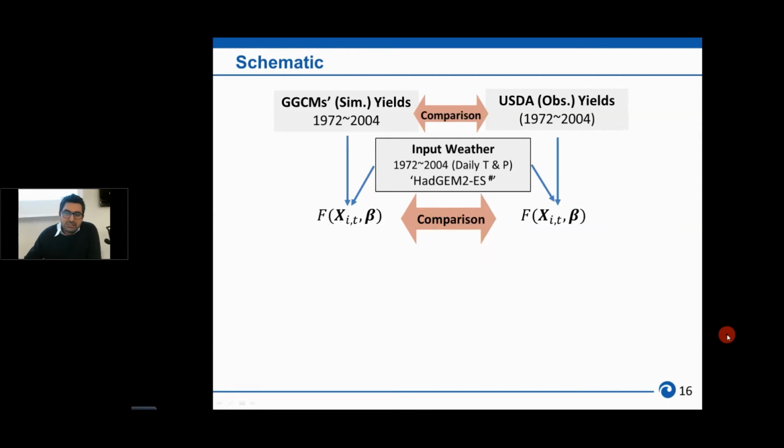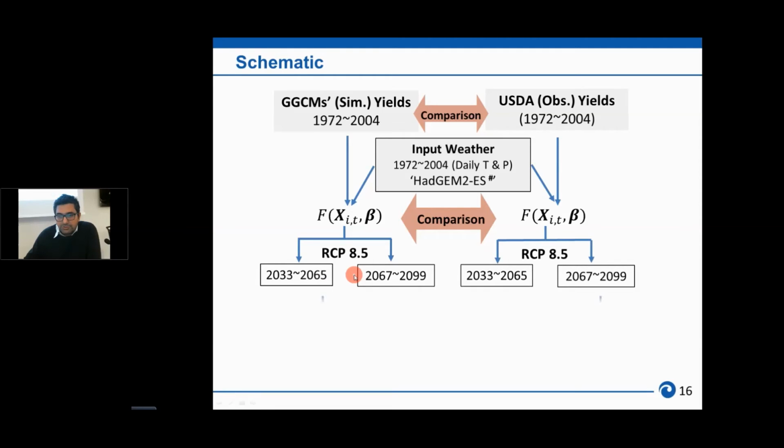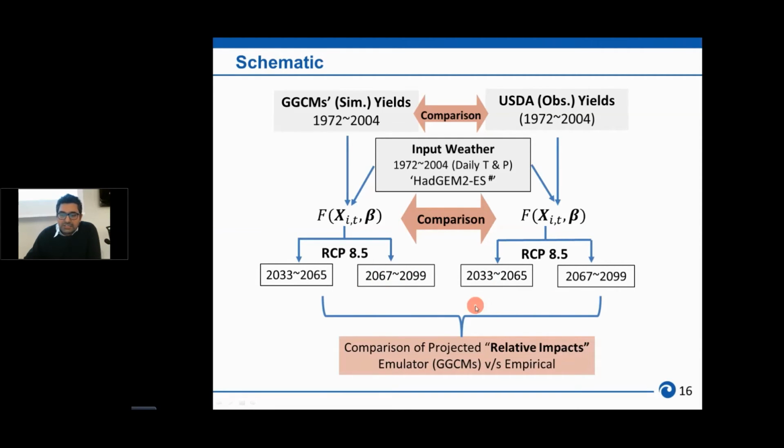Our next comparison is for both these emulators, the response functions, as well as for the one derived from the observed yields, which is the empirical model. Then we use, again, the climate data for the future RCP 8.5 scenario from the HadGEM model for 2 different periods in the future, 2 different mean periods, and we come up with the projections. So we compare the relative changes in crop yields, so the percentage changes in crop yields, as estimated by the emulators and by the empirical model. So broadly speaking, there's a 3-stage comparison in this study.